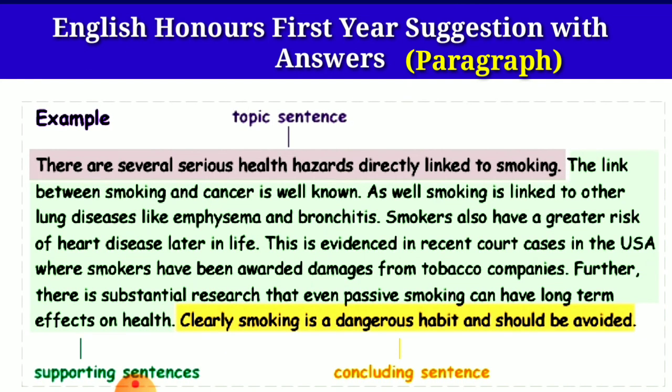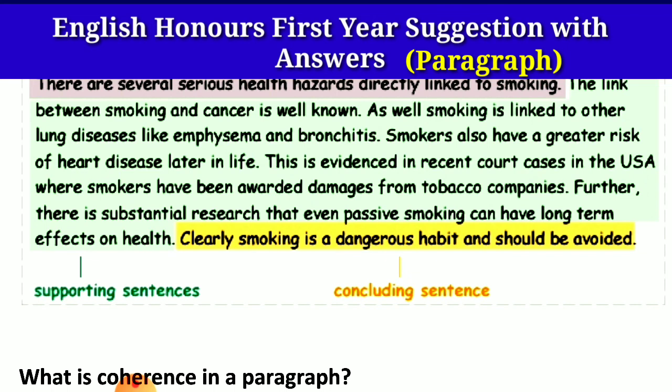Here is a sample. Example. The topic sentence is colored here. There are several serious health hazards directly linked to smoking. This is the topic sentence. And the link between smoking and cancer is well known, from this sentence to the last sentence, effects on health. These are the supporting sentences, which are colored here. And the last one is the concluding sentence, that is colored yellow. Clearly, smoking is a dangerous habit and should be avoided. This is the concluding sentence. This is the sample of a paragraph, and it is grouped into 3 parts.